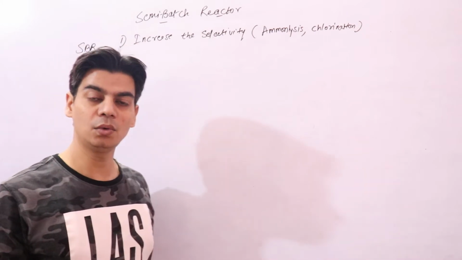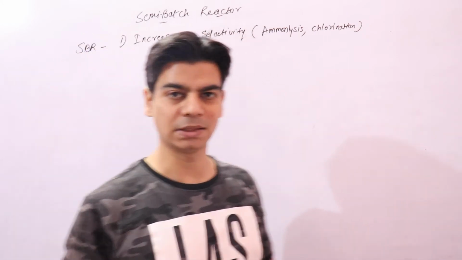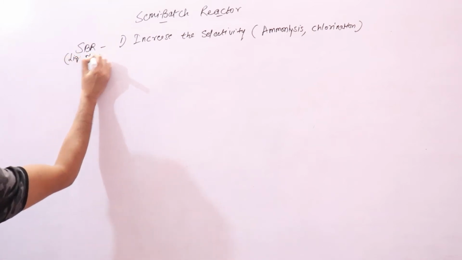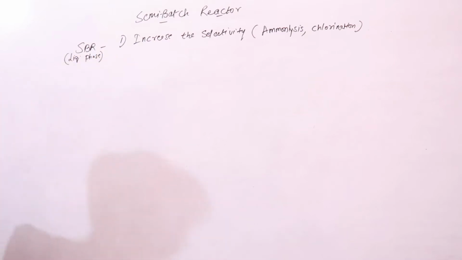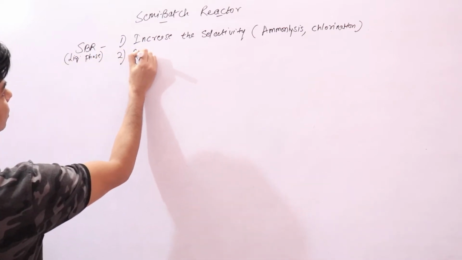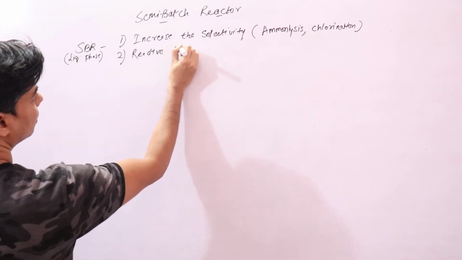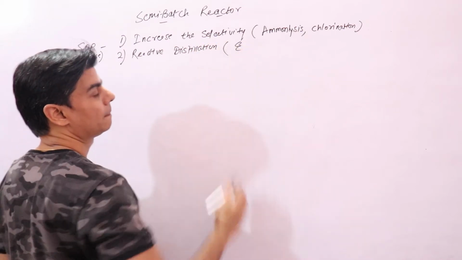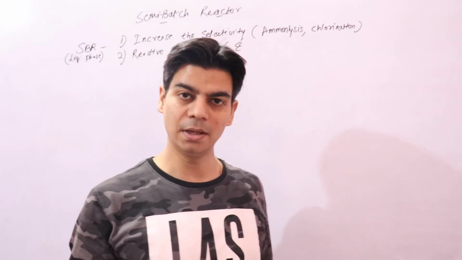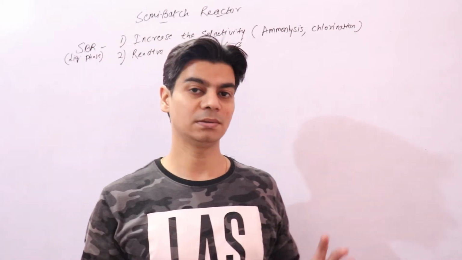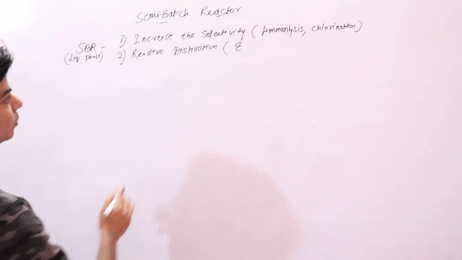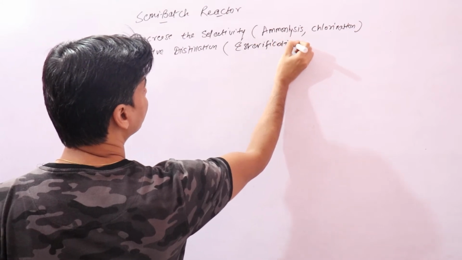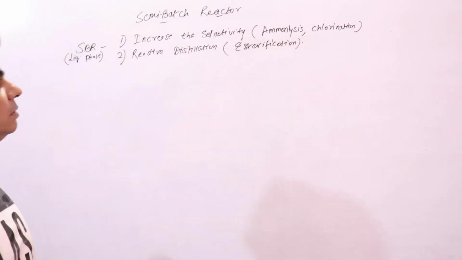Mainly we carry out liquid phase reactions in a semi-batch reactor. Liquid phase reactions are done in a semi-batch reactor. The second type is reactive distillation. For example, esterification is done in a semi-batch reactor using reactive distillation. What is this? We will see in a moment.